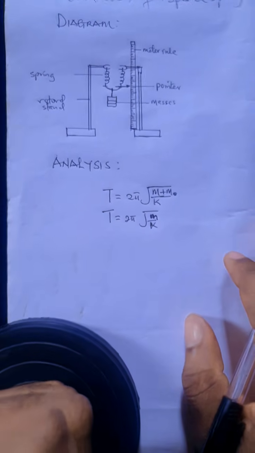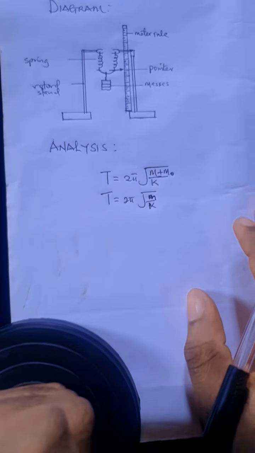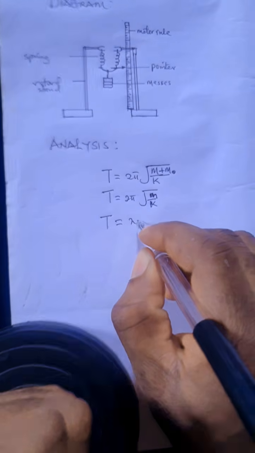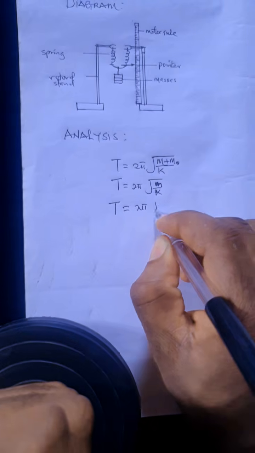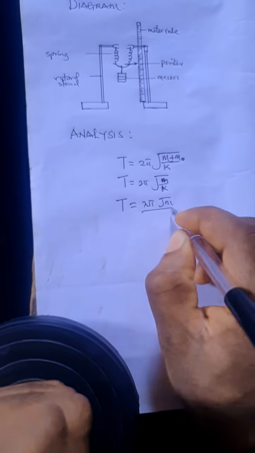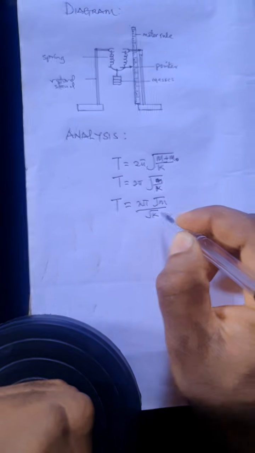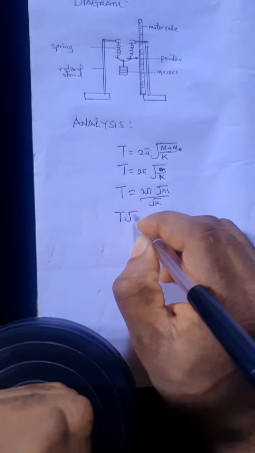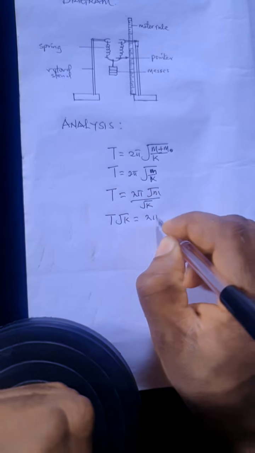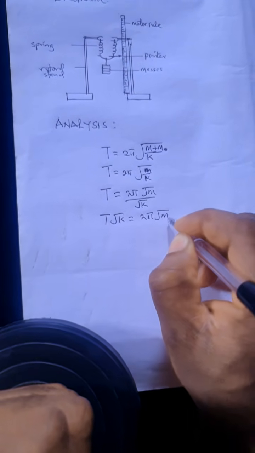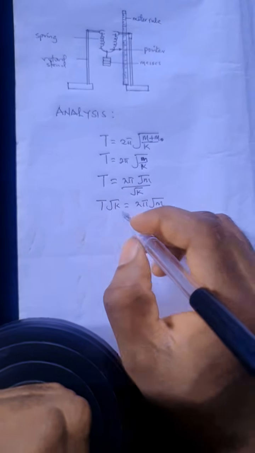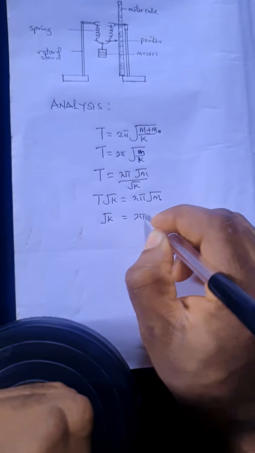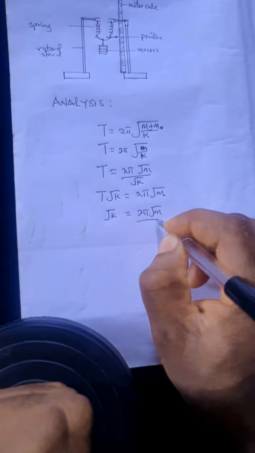So what are we going to be plotting in this experiment? Let's look at this. If we write this as 2 pi square root of m all over square root of k, cross multiply, we should have T square root of k is equal to 2 pi square root of m. Divide both sides by T, we should have square root of k is equal to 2 pi square root of m all over T.